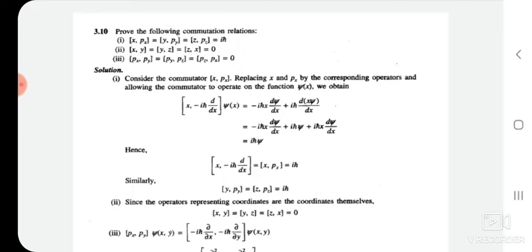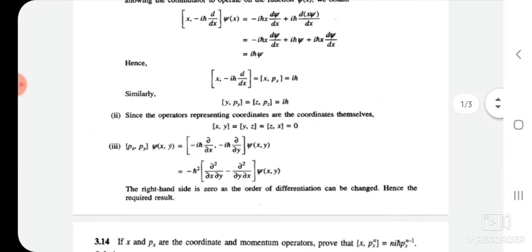The third commutation relation: [px, py] = [py, pz] = [pz, px] = 0. That we have to show. The operator of px is minus iħ ∂/∂x, the operator of py is minus iħ ∂/∂y, and the operator of pz is minus iħ ∂/∂z. If we take the commutator [px, py] operating on a wave function psi, which varies with respect to x and y, it is [minus iħ ∂/∂x, minus iħ ∂/∂y] psi of (x, y).